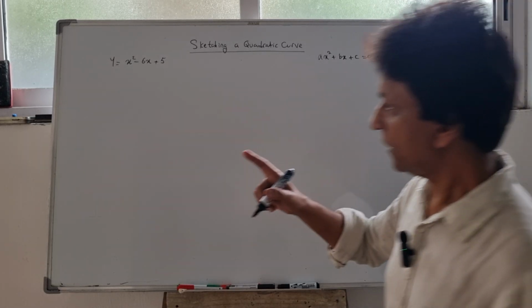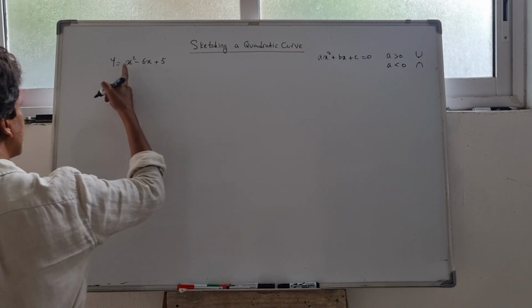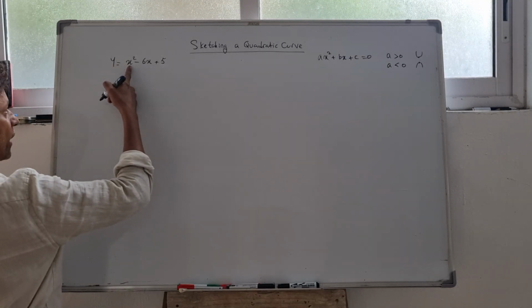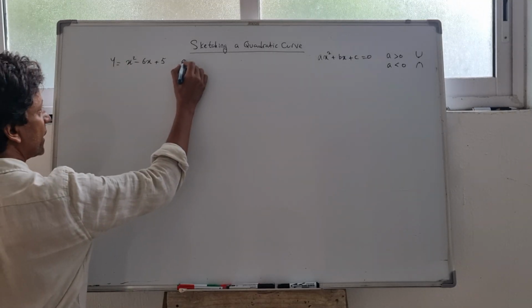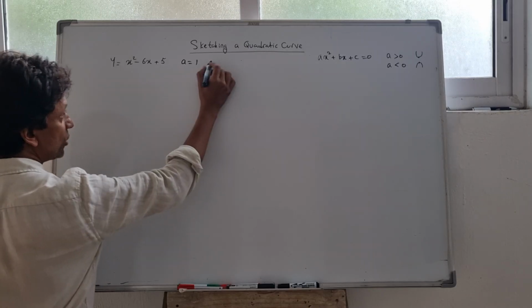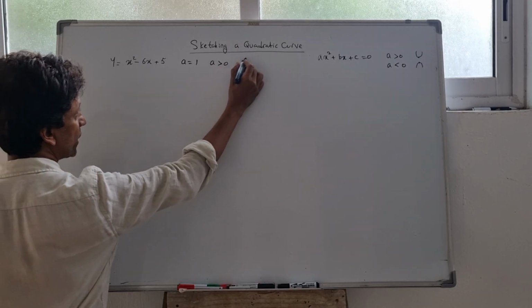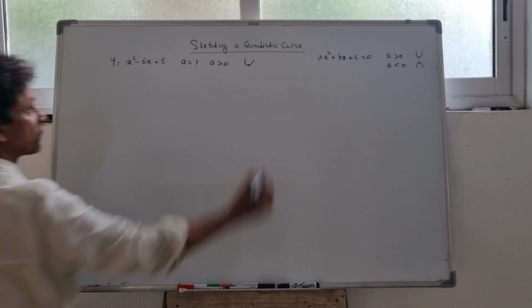All right, so in our case here, we understand that the coefficient of x squared is 1. So over here, a is equal to 1. So that means a is greater than 0. So our curve is going to look something like this.